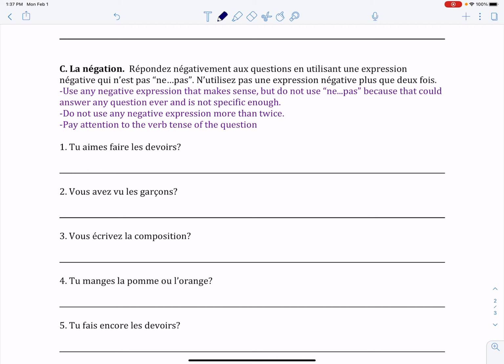There's more than one correct answer here. So if you've got a question like, tu aimes faire les devoirs? Do you like to do homework? You could say, I don't like to do homework at all. You could say, I no longer like to do homework. I never like to do homework. I don't like to do anything. There are a lot of possible answers there. So as long as you have one that does make sense based on the question, then you'll be all set in terms of this and for when you take the Open Notes test next class.